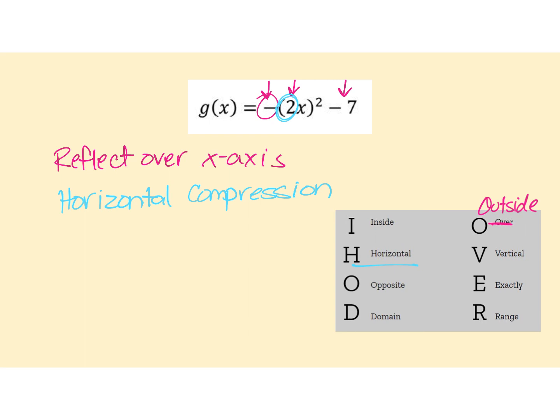Last but not least, I'm trying to color code this a little bit for you guys. We have that -7. Again, it's outside, vertical, and it's exactly what you think. So we would be going down 7 units.